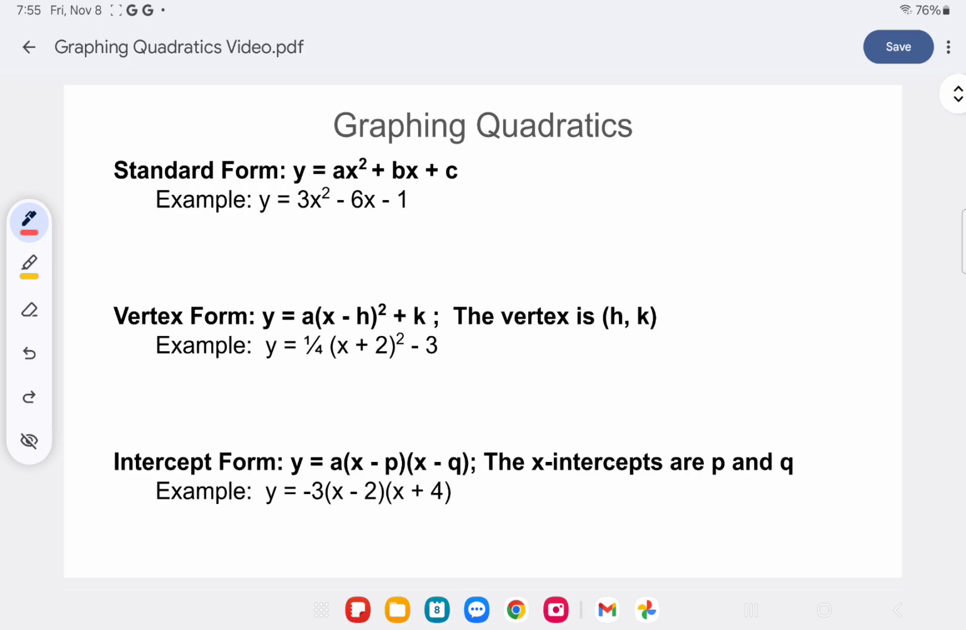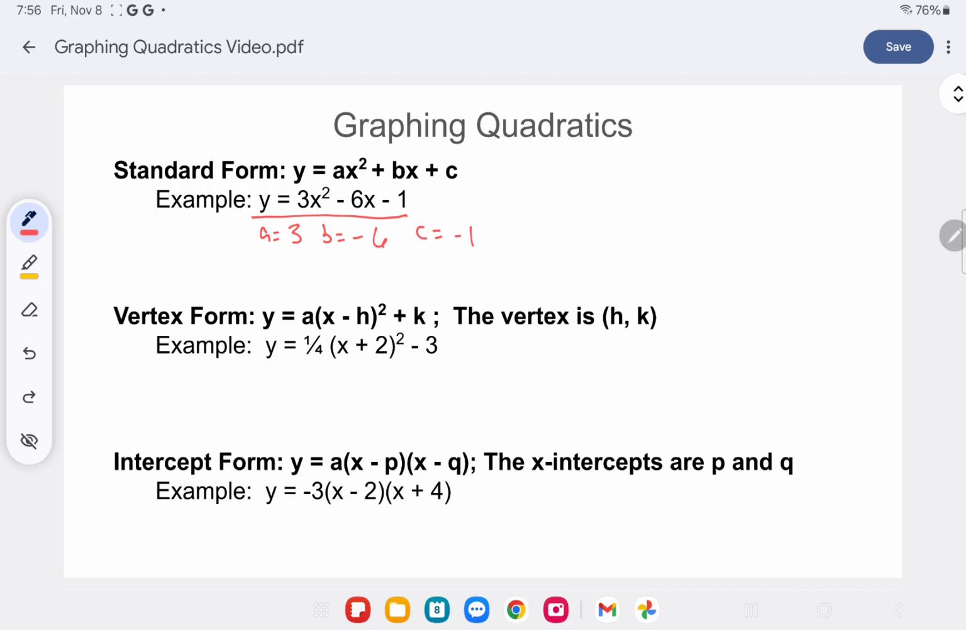Basically, in this form, we're just substituting a number for the coefficients of a, b, and c. An example would be y equals 3x squared minus 6x minus 1, where a is the 3, b is the negative 6, and c is the negative 1.